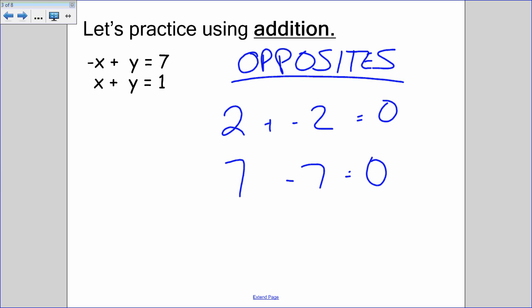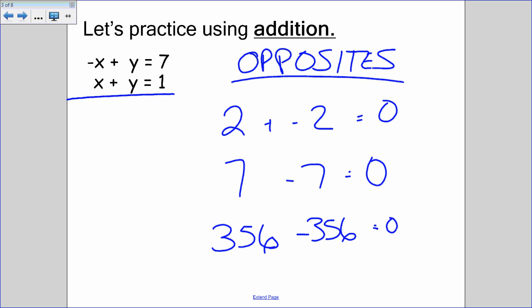What about 356 and negative 356? It equals 0. This concept of opposites that equal out to 0 is what they use for elimination. In my equations here, I have x's and y's. Do I have opposites in there?